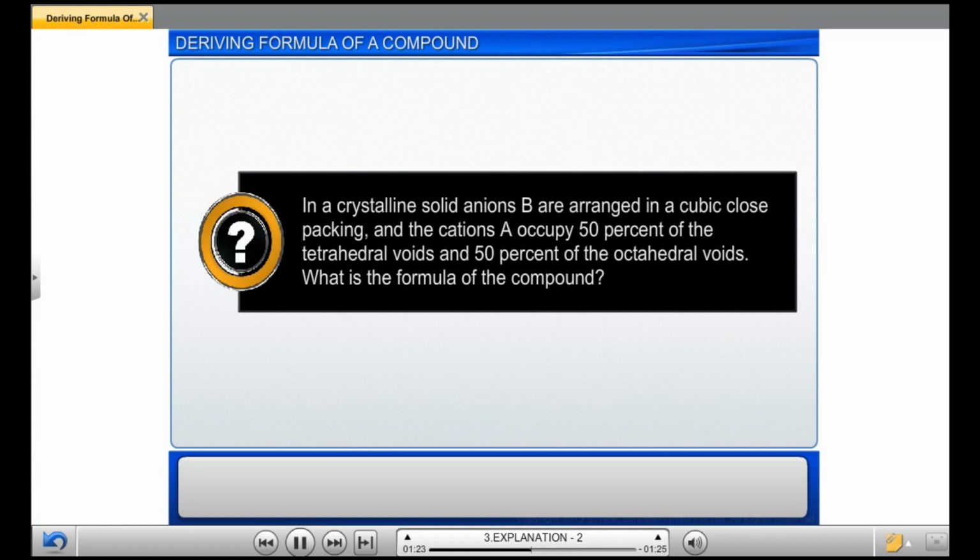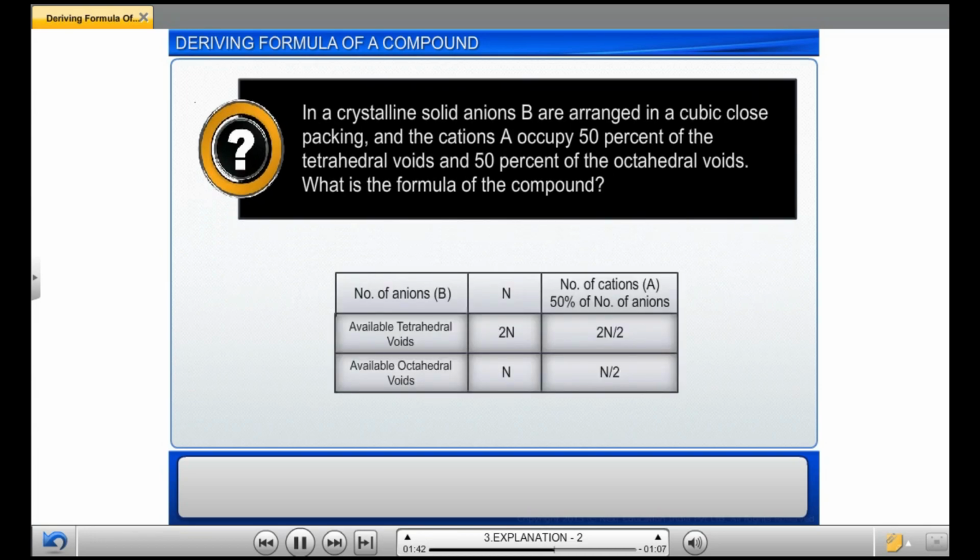In a crystalline solid, anions B are arranged in a cubic close packing, and the cations A occupy 50% of the tetrahedral voids and 50% of the octahedral voids. What is the formula of the compound? Now, anions B are arranged in cubic close packing. If N is the number of anions B, then the number of available tetrahedral voids is equal to 2N, and the number of available octahedral voids is N.